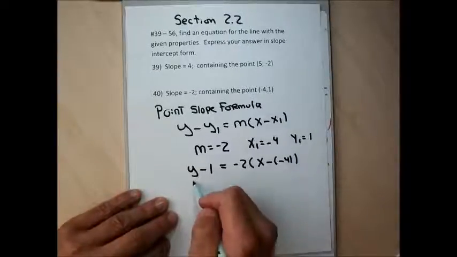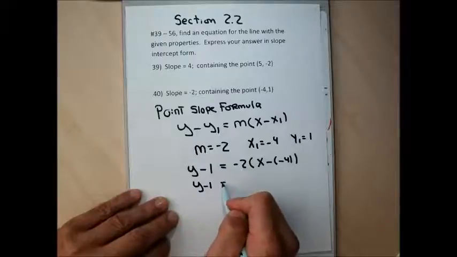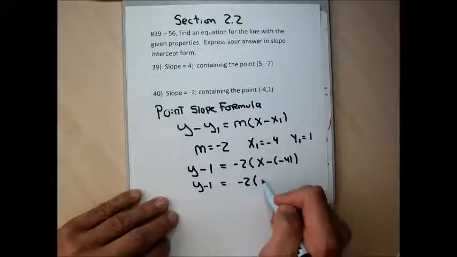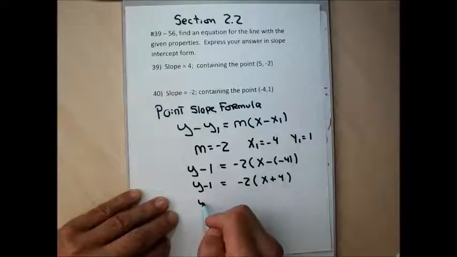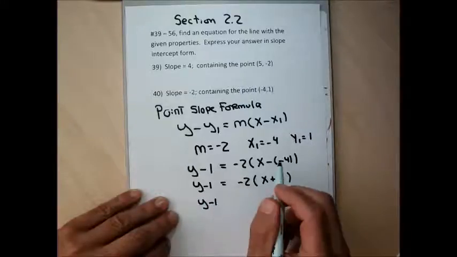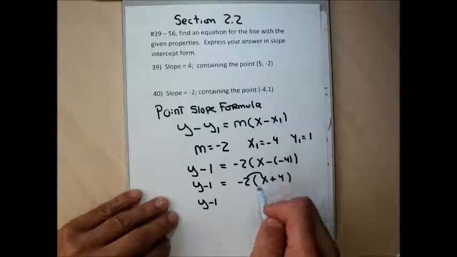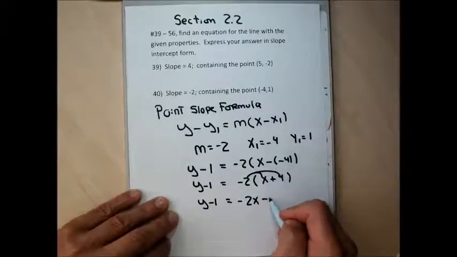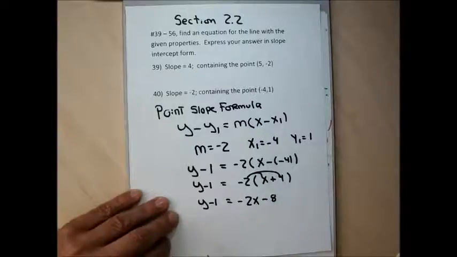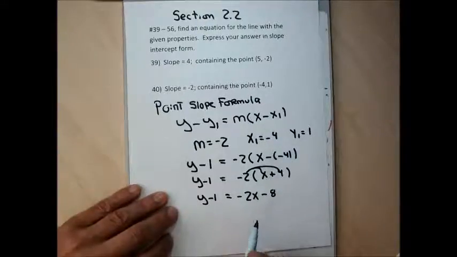And then I'm going to leave the left side y minus 1. Inside the parentheses, I have a double negative. I'm going to make a positive. Still going to leave the left side with my y minus 1. I'm going to clear the parentheses by going negative 2 times x and negative 2 times 4. That gives me y minus 1 equals negative 2x minus 8.